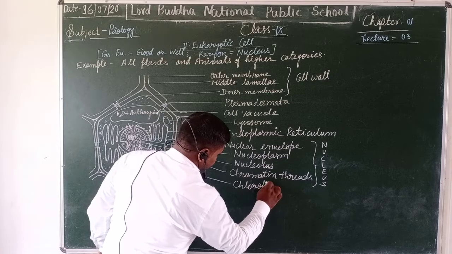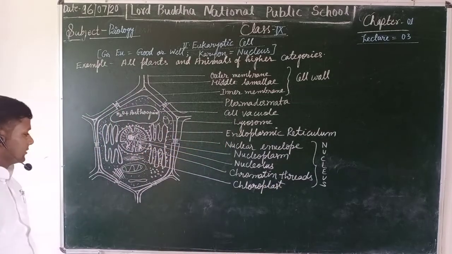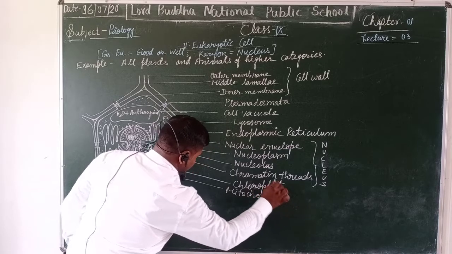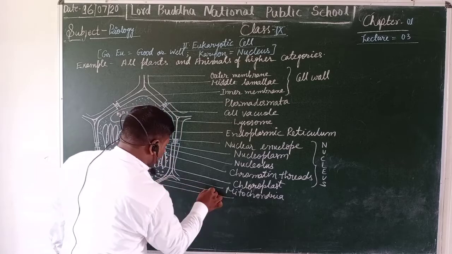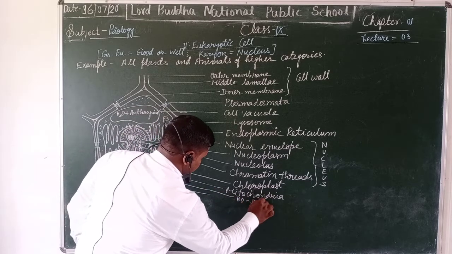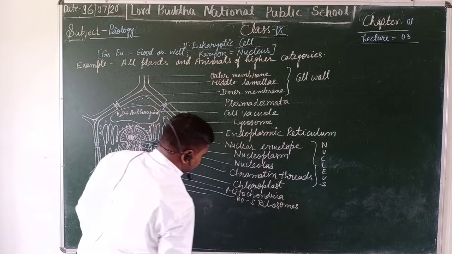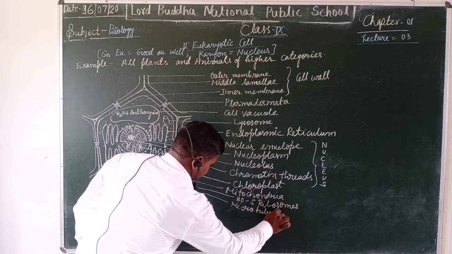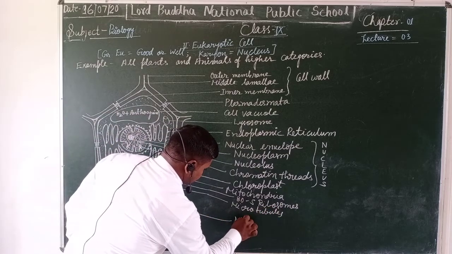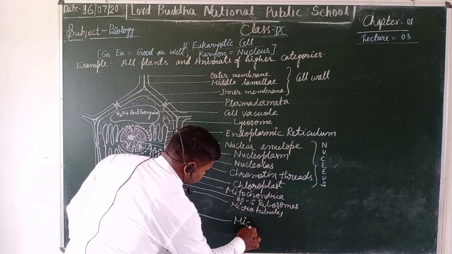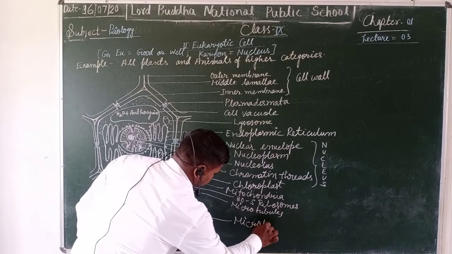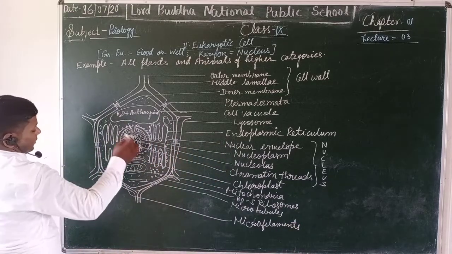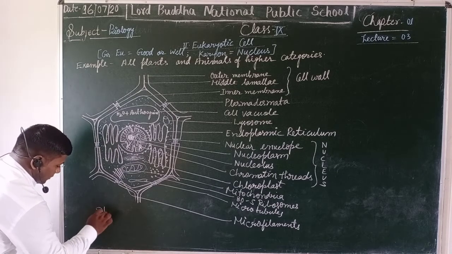Chloroplast, also known as the kitchen house of the cell, mitochondria, the powerhouse of the cell, ATP, ribosomes are regarded as the protein factory of the cell, microtubules, microfilaments, as both structures are also found in prokaryotic cells. Thus, this is the structure of a typical plant cell.